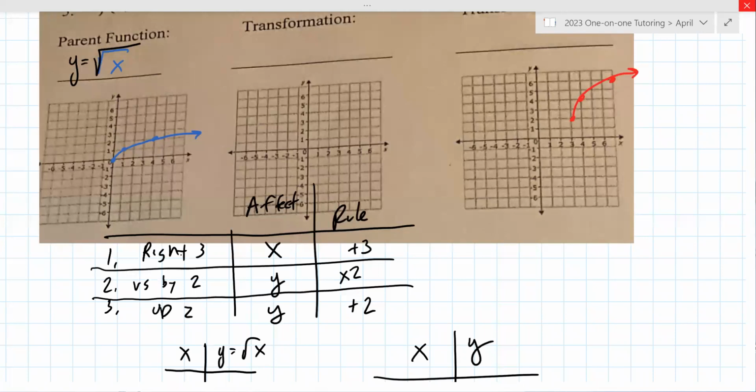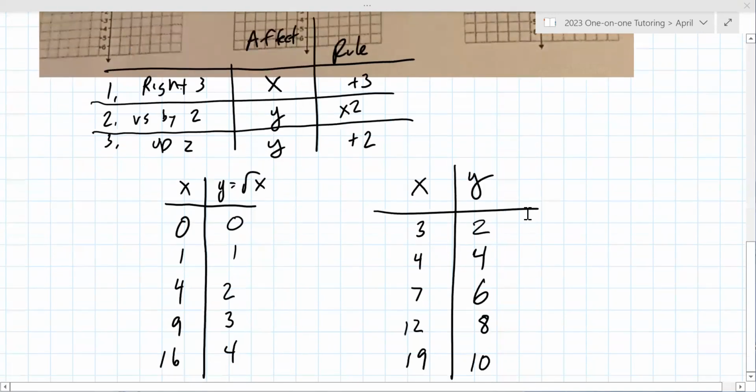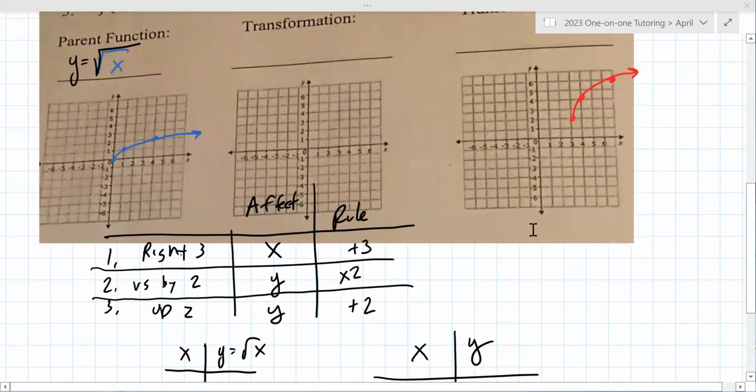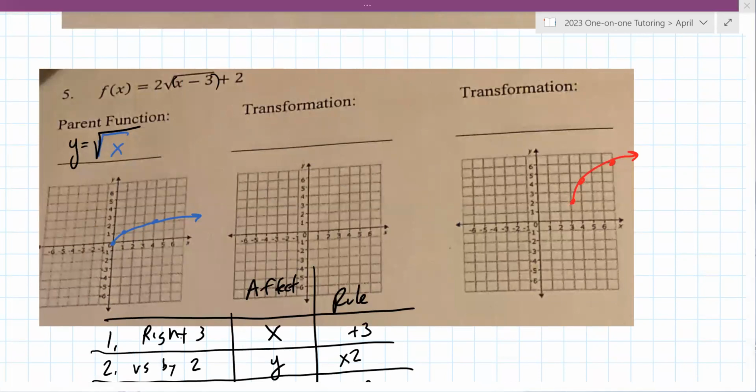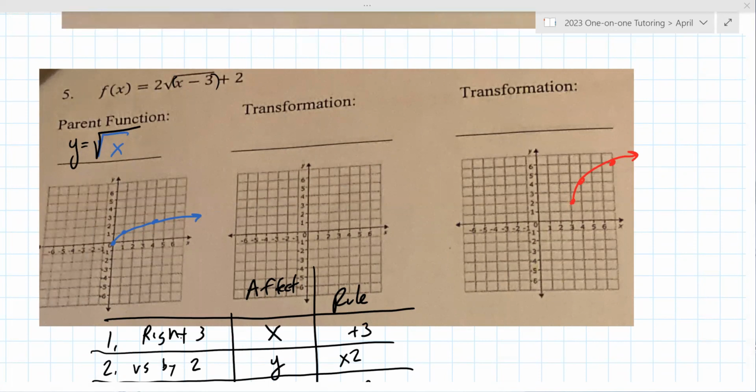And then, not all the graphs need to have that U or V shape to it. The square root function has this unique line going on. So there's all these parent functions that you may need to know.